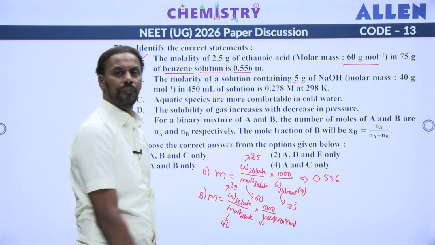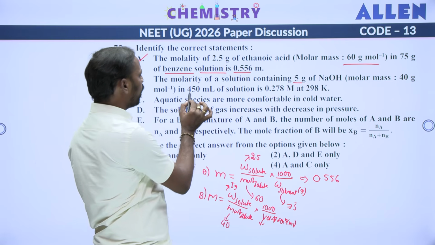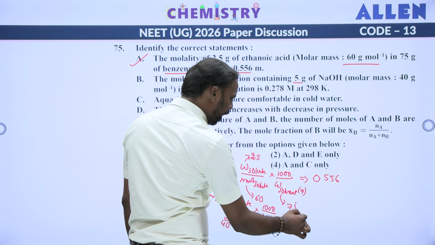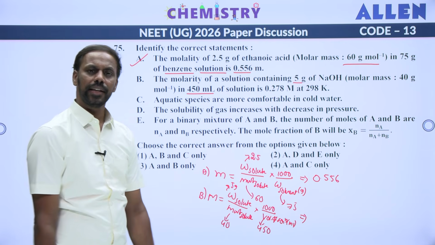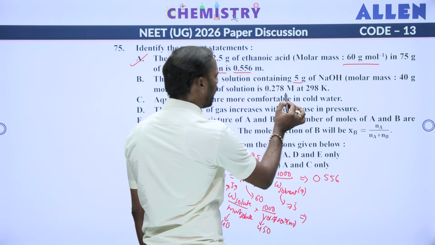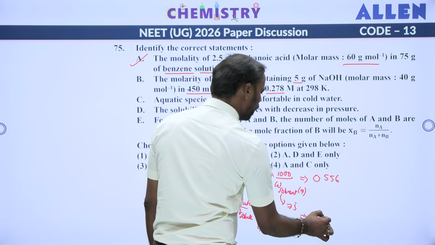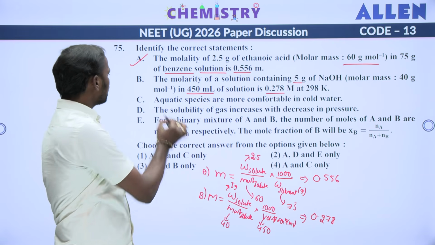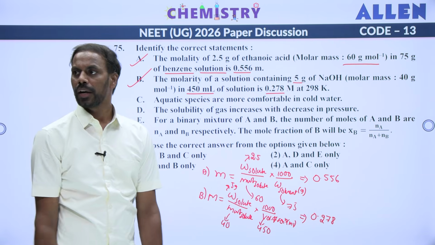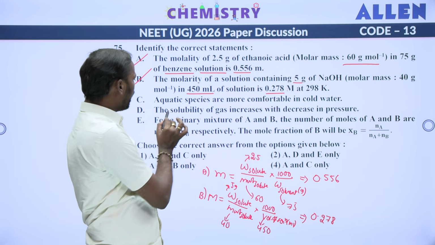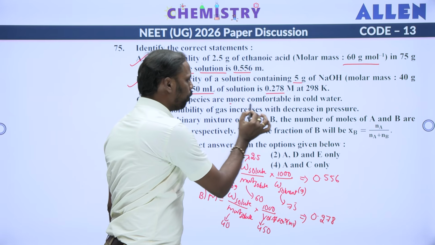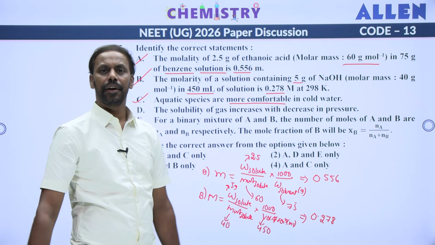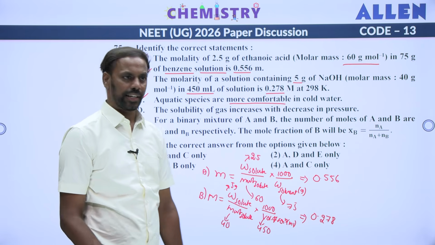What is the volume of the solution mentioned? The volume of the solution is 450. So after solving this, student, we get exactly the same value, 0.278. Okay. That means A is a correct statement, B is also a correct statement. After that, if you read, aquatic species are more comfortable in cold water. This statement is also absolutely direct from NCERT. This is a correct statement.